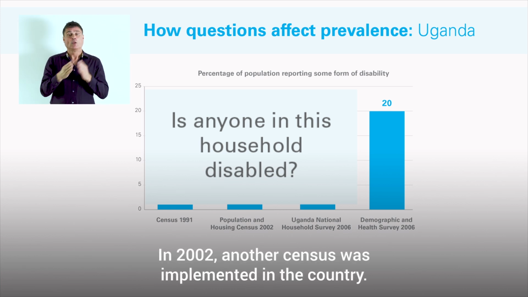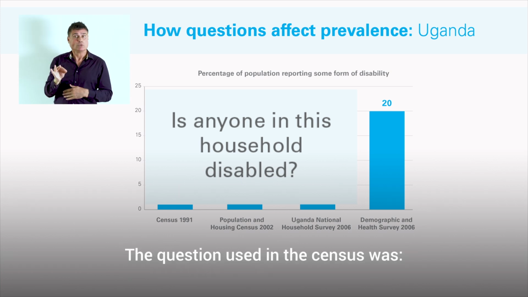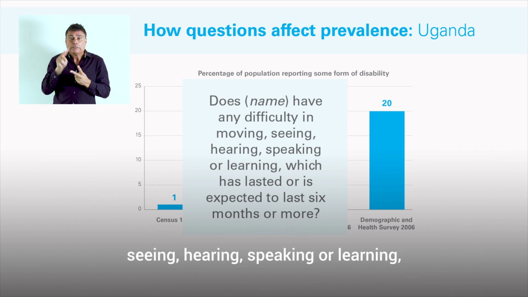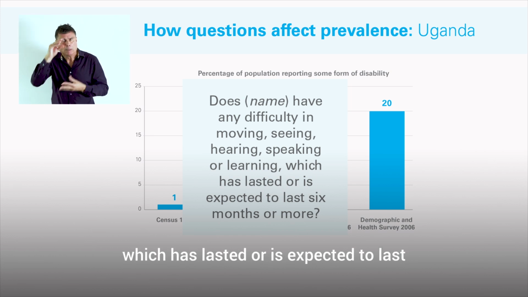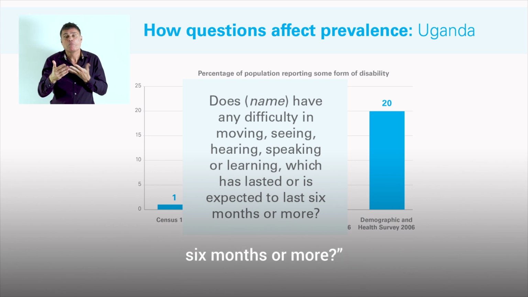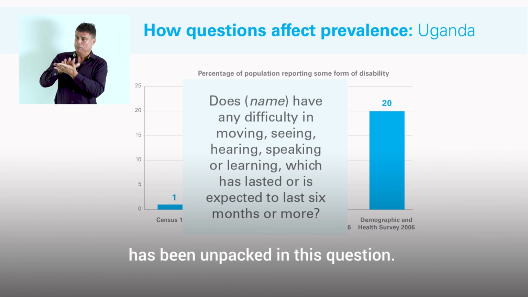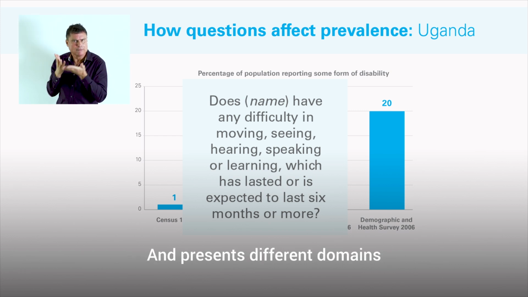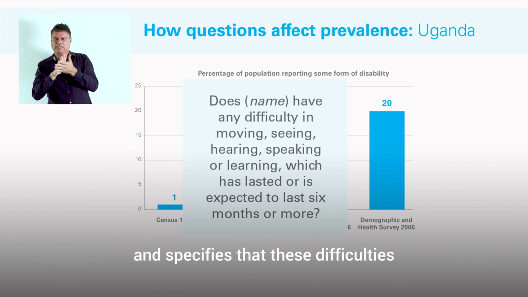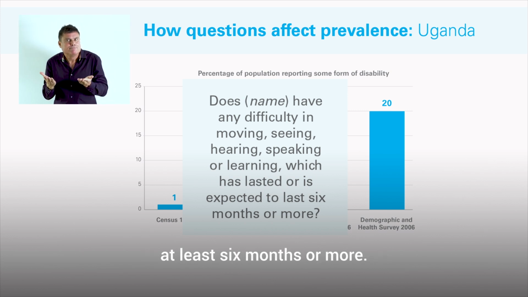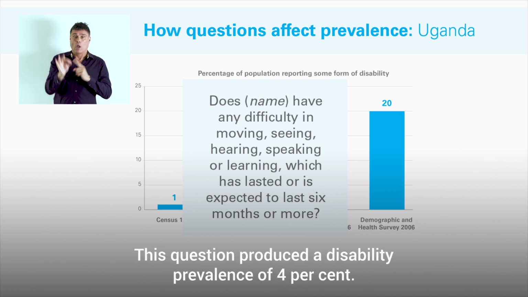In 2002, another census was implemented in the country. The question used in the census was, does anyone have any difficulty in moving, seeing, hearing, speaking, or learning, which has lasted or is expected to last 6 months or more? So as you can see, the concept of disability has been unpacked in this question and presents different domains and specifies that these difficulties have lasted or are expected to last at least 6 months or more. This question produced a disability prevalence of 4%.